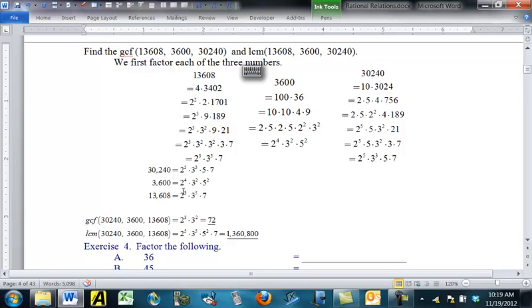Now, to find the greatest common factor, the way to do it is take all the bases that you have and use the least power that you see. Okay? So, let's look at this. The base of 2, we have powers 3, 4, 5. We go with the smallest power, which is 3. For base 3, we have powers of 3, 2, and 5. The smallest power is 2. For base 5, we have powers of 1, 2, and 0. The smallest is 0, so that doesn't show up.